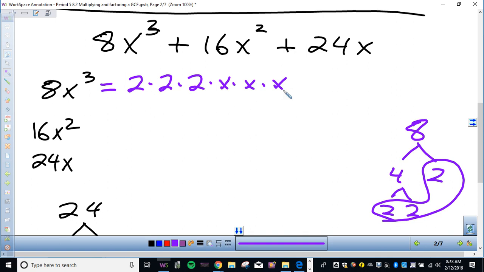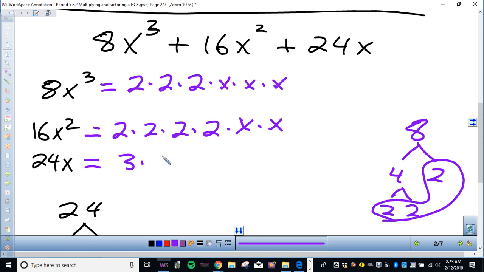And then how many x's do I have? It's not a hard question, people. 3 of them, yeah. So times x, times x, times x. Prime factorization of 16, I just add one more 2. So 2 times 2 times 2 times 2. And I have 2 x's here, so times x times x. 24 is 3 times 2 times 2 times 2. And then I just have 1x.